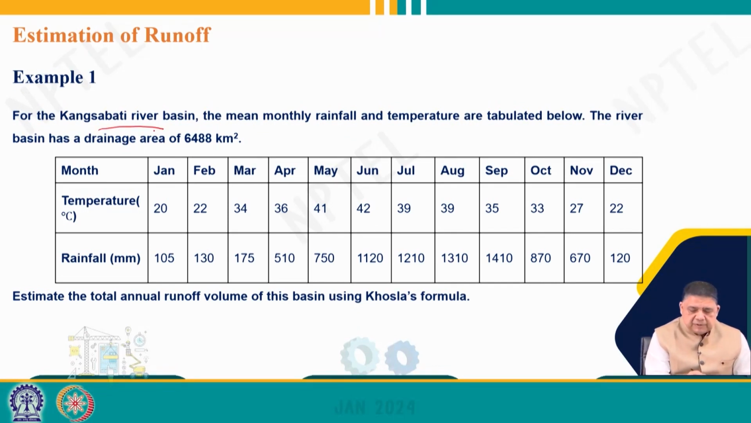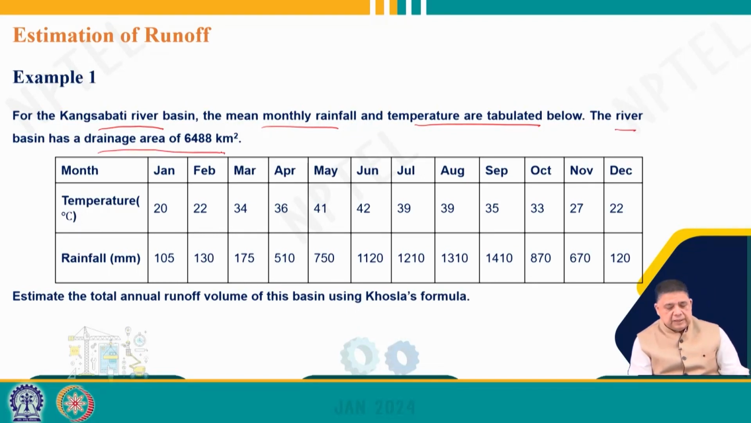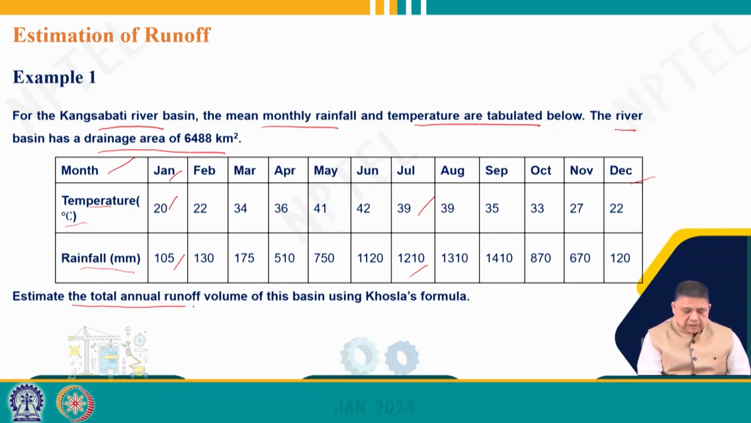For the Kangsavati river basin, the mean monthly rainfall and temperature are tabulated below. The river basin has a drainage area of 6,488 square kilometers. So, for different months of a year, January to December, we have been given temperature in degrees C and rainfall in millimeters. In January, the temperature is 20 degrees and rainfall is 105, whereas in the month of July, temperature is 39 and rainfall is highest at 1210. We have to estimate the total annual runoff volume for this basin using Khosla's formula.